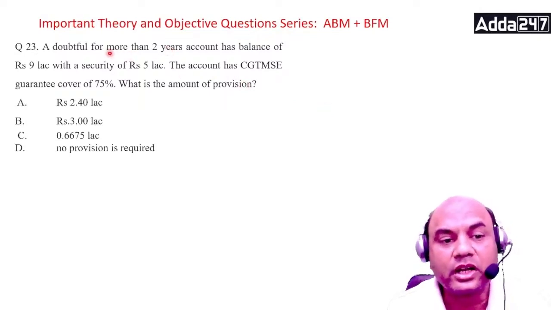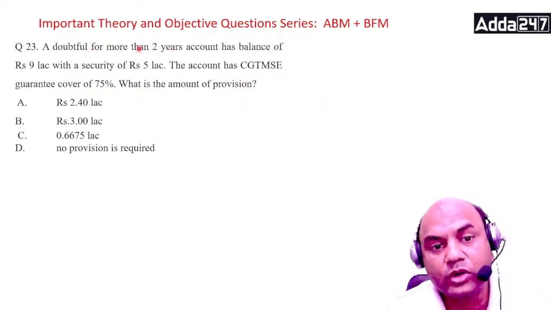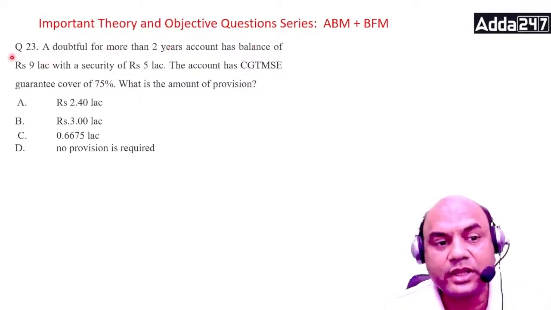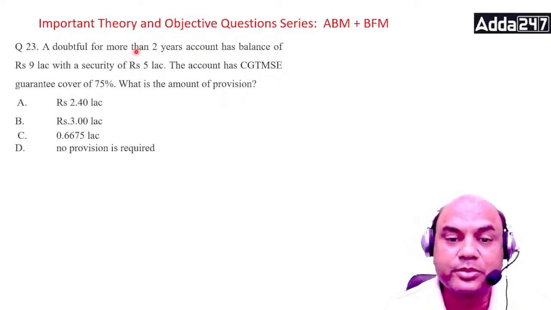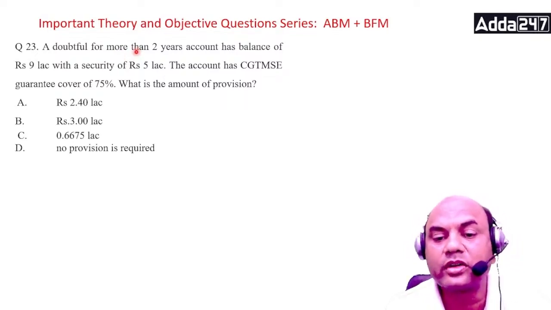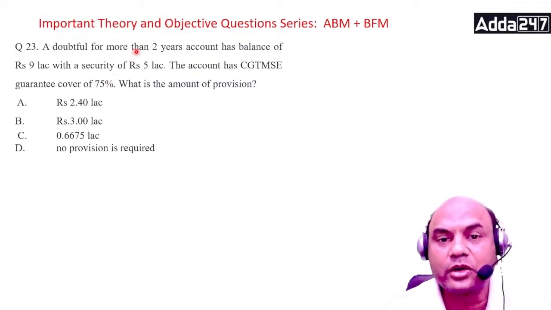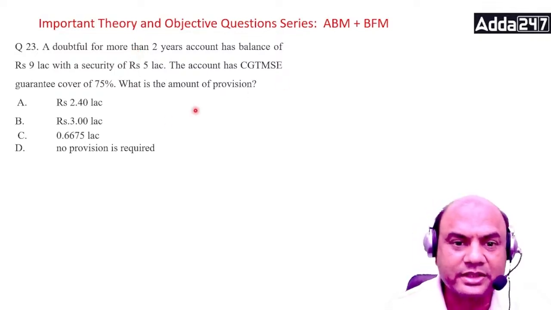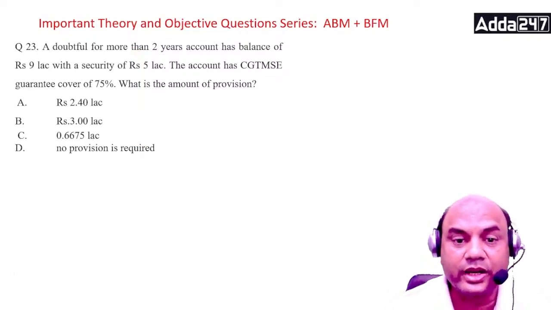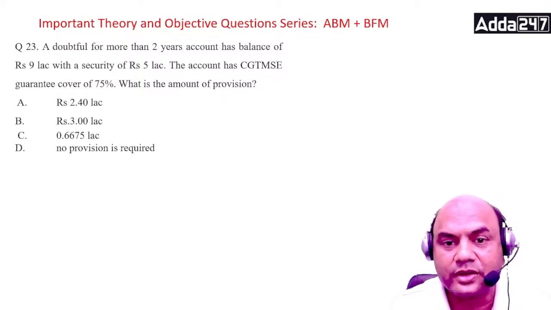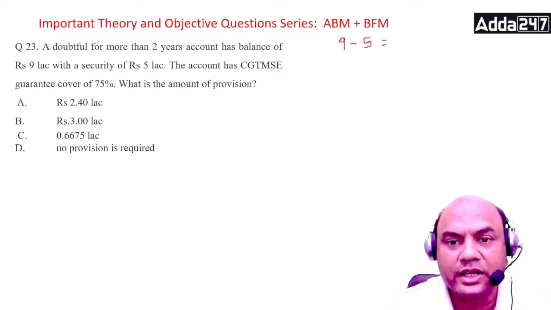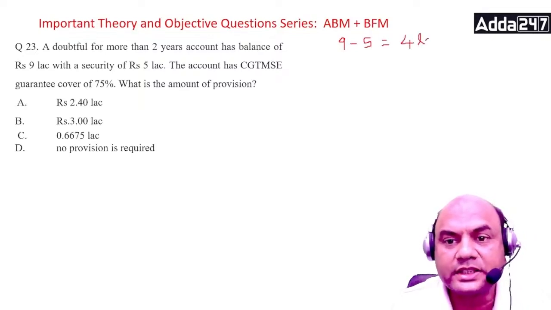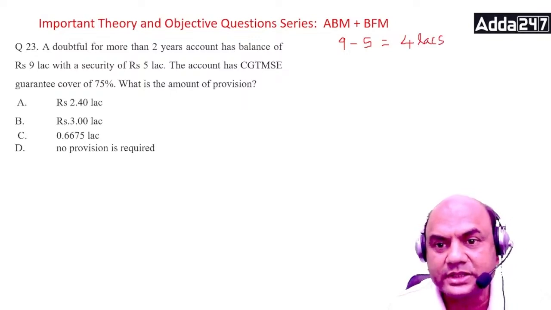What is given? Doubtful asset. Now the asset is doubtful of more than 2 years. Account has a balance of 9 lakhs, and security of 5 lakhs. So balance is 9 lakhs, means the loan is pending for 9 lakhs. So what is the unsecured part in this? This is very important, that's why I'm doing the full calculations. So 9 minus 5, that is 4 lakhs. So 4 lakhs is the unsecured part.